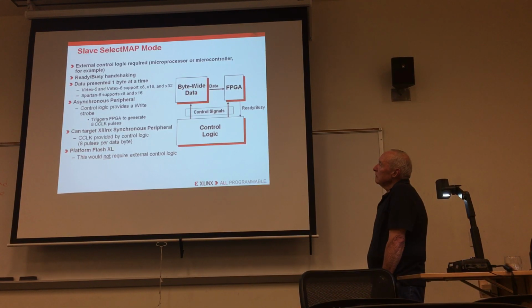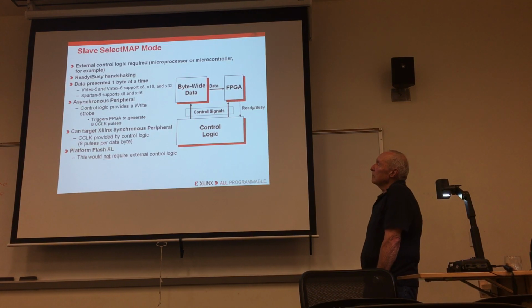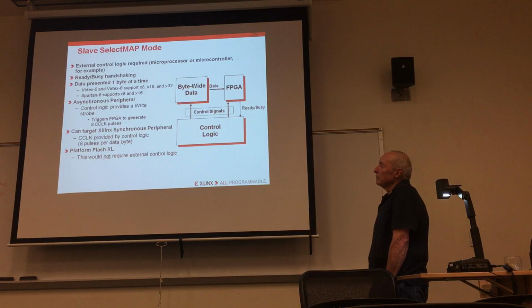The host asserts the active low chip select signal, that's CSI_B, and the active low write signal, which is read_write_B. The host then continues supplying data and clock signals until either the FPGA's done pin goes high, indicating a successful configuration, or until the FPGA's init_B pin goes low, indicating a configuration error. In this mode, data can be provided with 8-bit, 16-bit, or 32-bit data lines when using Virtex 5 or Virtex 6. Note that Spartan 6 only supports 8-bit and 16-bit data line configurations.